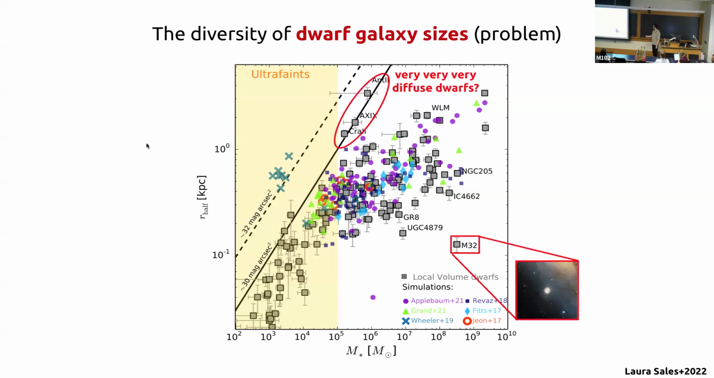This galaxy, M32, is actually a satellite of Andromeda. It is right here in this little figure, where you can see the Andromeda, the M31 disk, right here. And this satellite of Andromeda is really, really compact. There is no set of simulations that can reproduce the compactness of this galaxy. On the other hand, we also have these very diffuse dwarf galaxies, these things up here, which are also very difficult to produce with the galaxy formation models that we have.